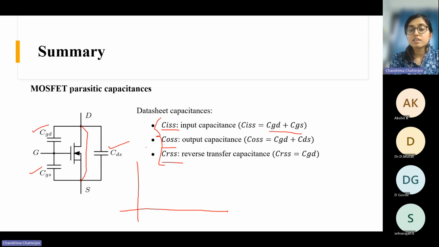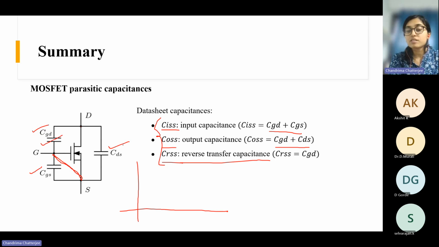Okay. Then comes the output capacitance. You can find it in a similar way. If you short the gate and source terminals, just for the sake of analysis, not actually, then you will find CGD and CDS come in parallel, right? So this is CGD plus CDS. And what is CRSS? This is the reverse transfer capacitance. This is CGD, this one.